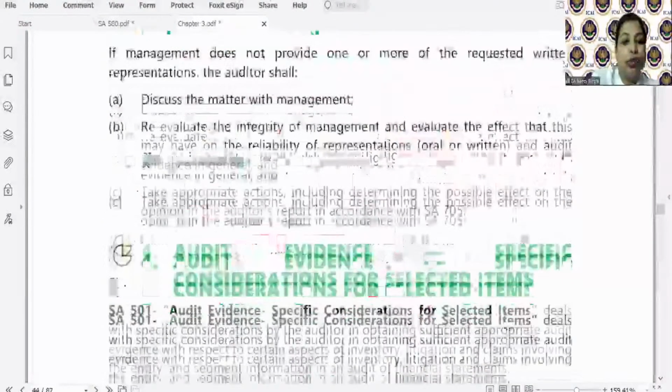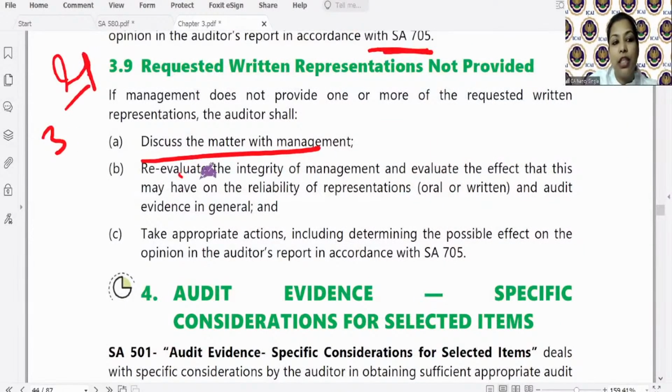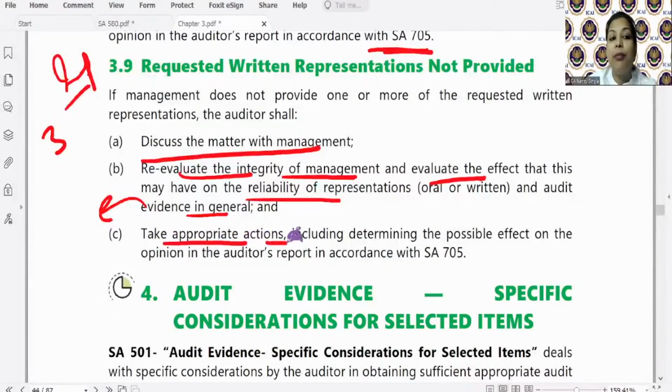ऐसे 705. अगर मैनेजमेंट provide नहीं करता है, straight forward 3 mark question आ सकता है. Discuss the matter with management, reevaluate the integrity of management and evaluate the effect that may have on reliability of representation and evidence in general. Because audit evidence आपका बहुत ज्यादा internal भी तो होगा ना, अब बताओ वो ठीक है या नहीं, ये भी तो नहीं पता ना. Take appropriate actions including determining possible effect on opinion in the auditor's report in accordance with SA 705.